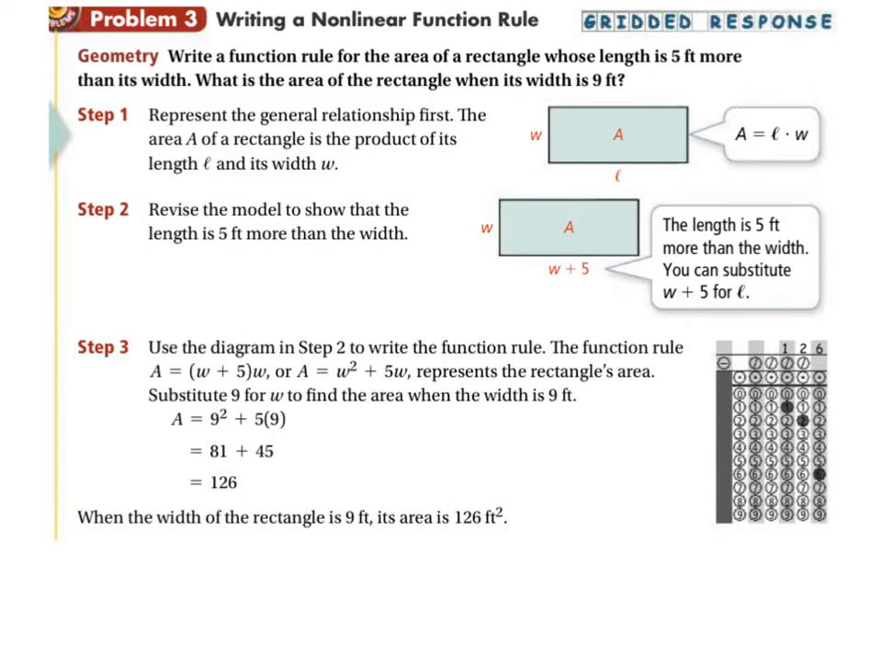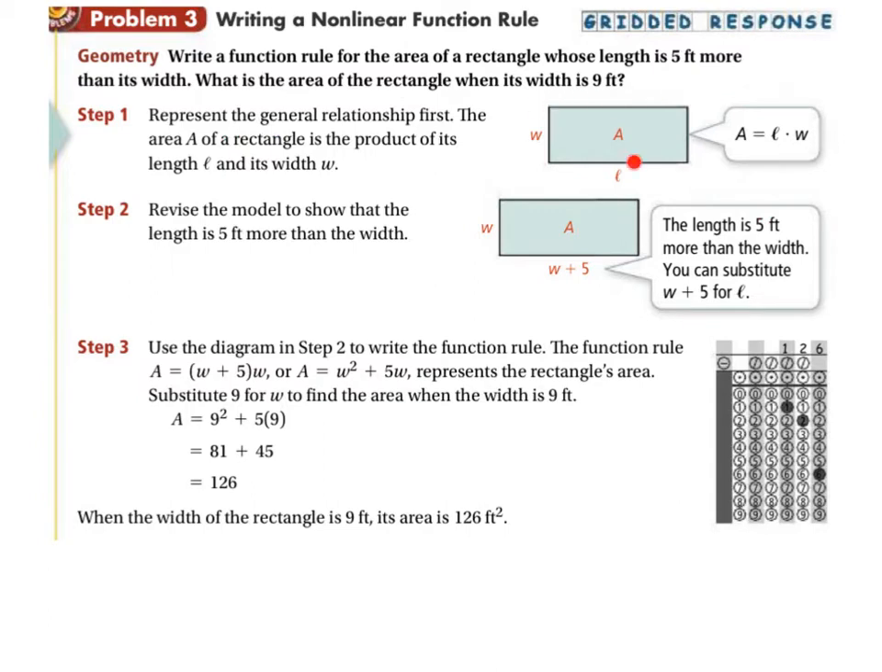Okay, so our third example. A little bit of geometry fun here. Write a function rule for the area of a rectangle whose length is 5 feet more than its width. What is the area of the rectangle when its width is 9 feet? So we all know that if you look over here, the formula for the area of a rectangle is length times width, as evidenced by my beautiful picture here.